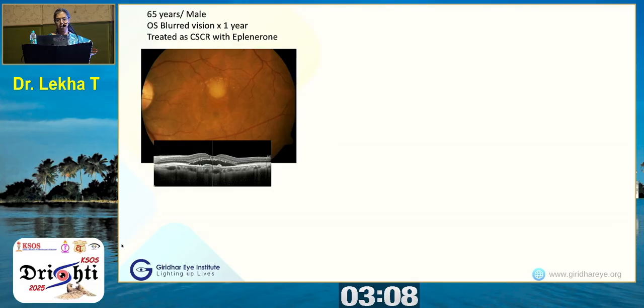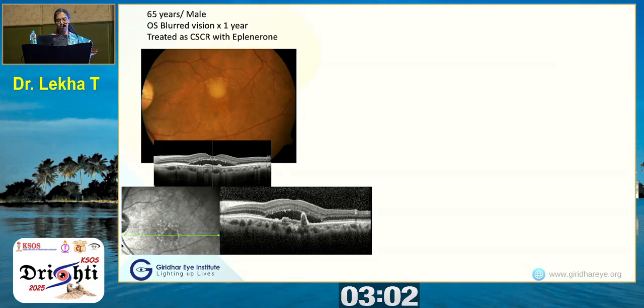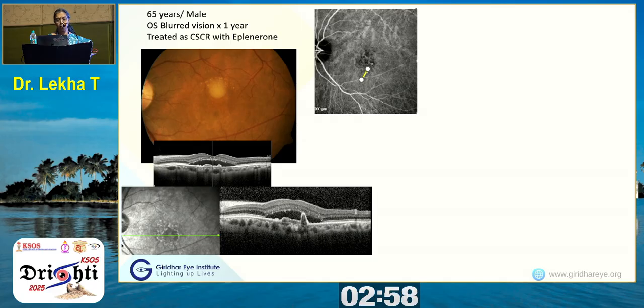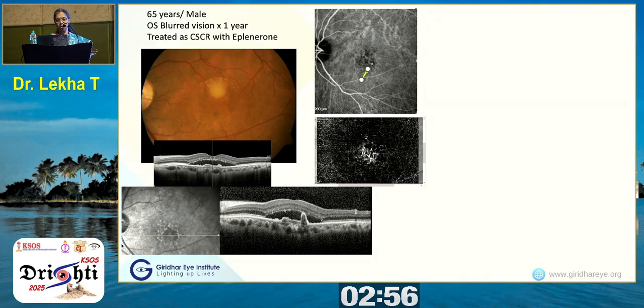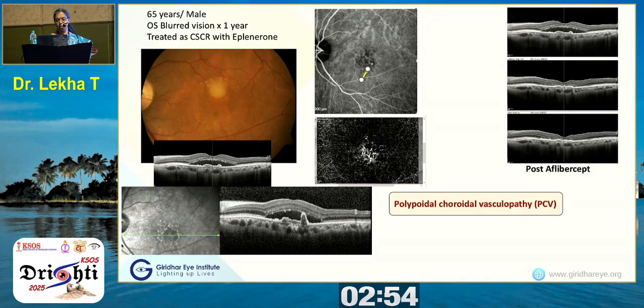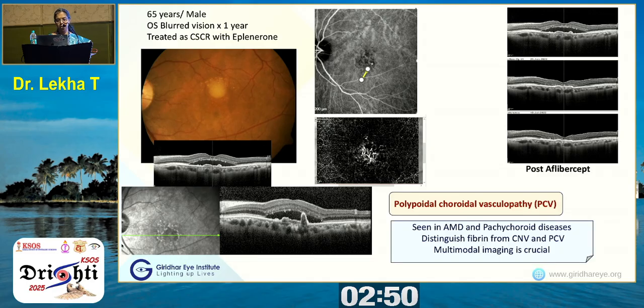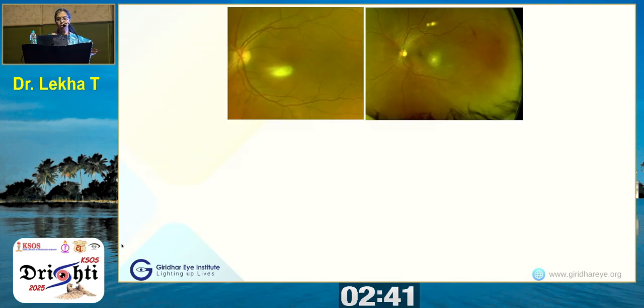And the third case is again an elderly patient. He was actually treated as CSR with eplerenone in the US. So when he came to us, in the OCT we could pick up the findings of double layer sign, tall PED, hotspot on ICGA, and a network on OCTA, suggestive of polypoidal choroidal vasculopathy, and he also responded well to anti-VEGF. So yellow lesions can occur in AMD, PCV, CSR, and with multimodal imaging, we can definitely differentiate these conditions. We will move on to the next spectrum.